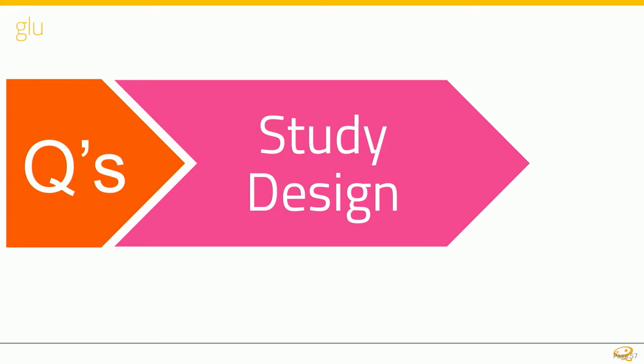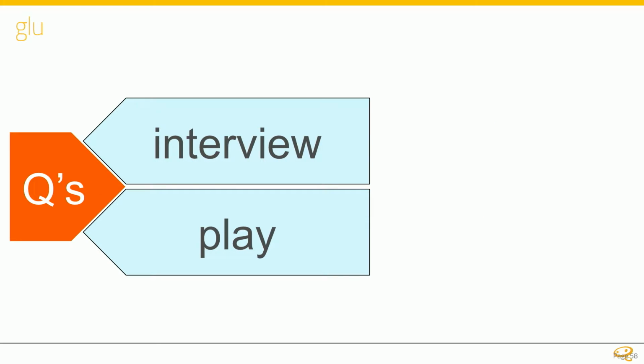In order to design a study, you need questions. In order to get questions, you usually do two things. You usually interview the team. Maybe you have a key set of questions to ask them about where they're at in their milestone, what their vision is, and things they wish they could ask players. And of course, you play the game itself.